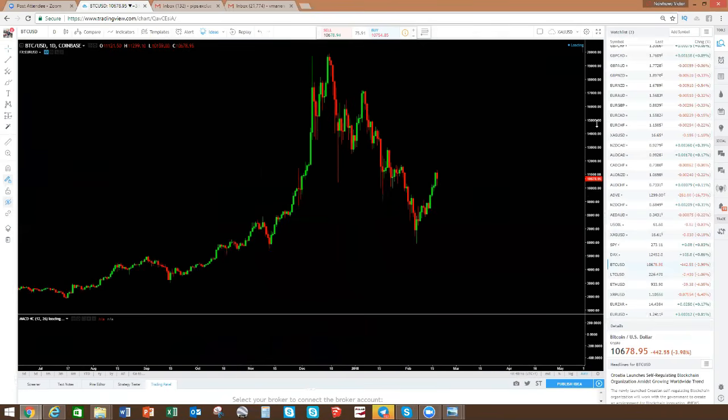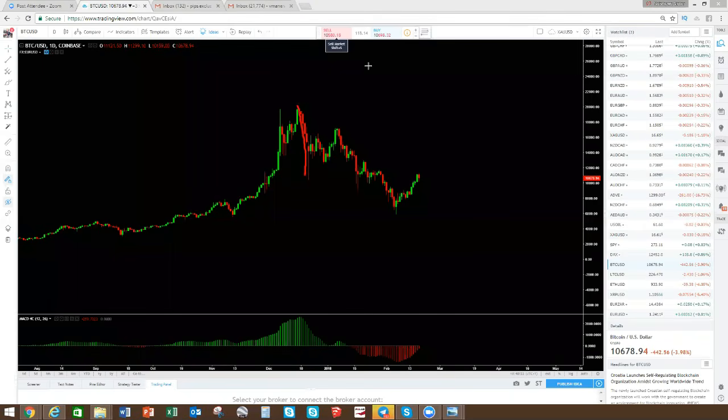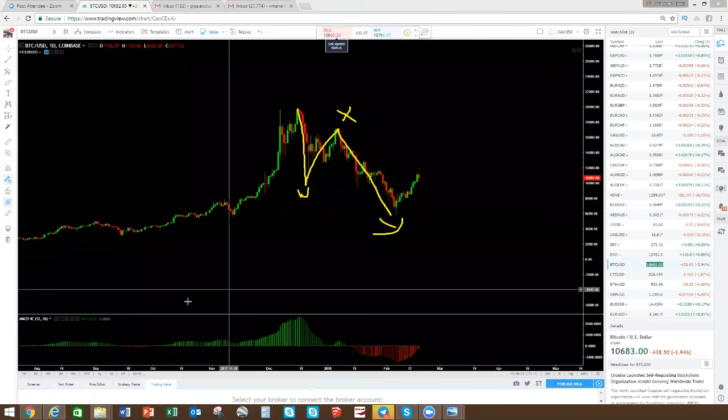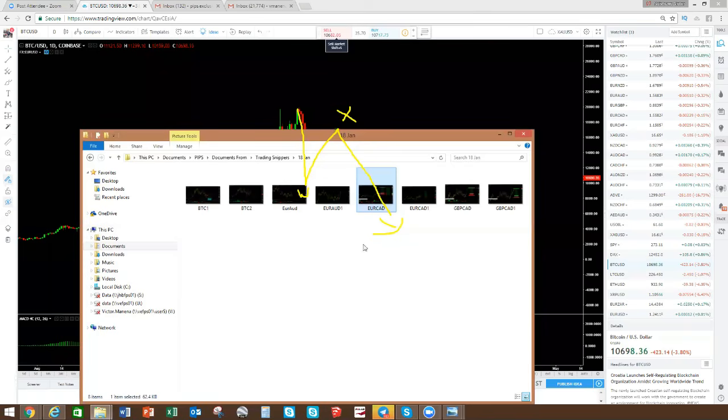So if you look at Bitcoin, this is what I said last time. I don't just draw these lines, 1, 2, 3. This was our W, this was our X, this was our Y that completed here. And we've got a proprietary blue box magic strategy that we use in our premium group. You will only find that in our premium group.